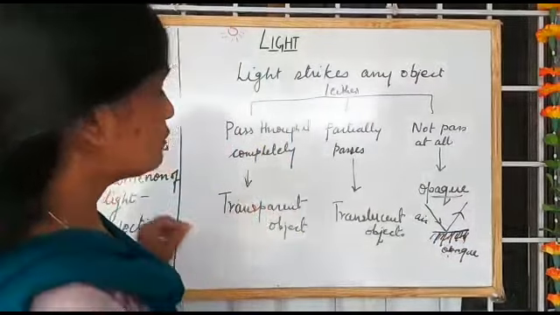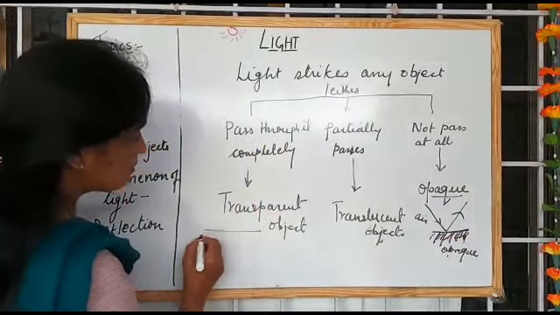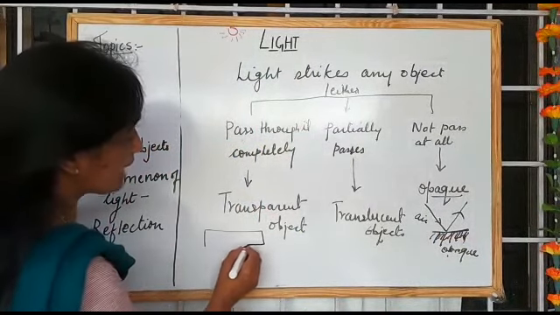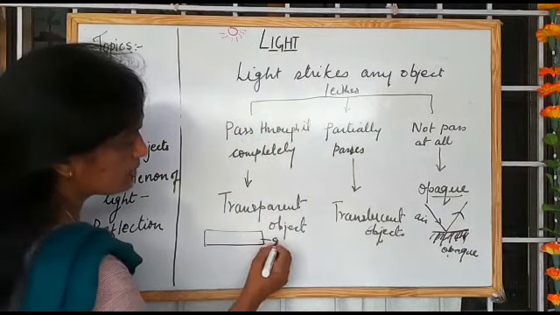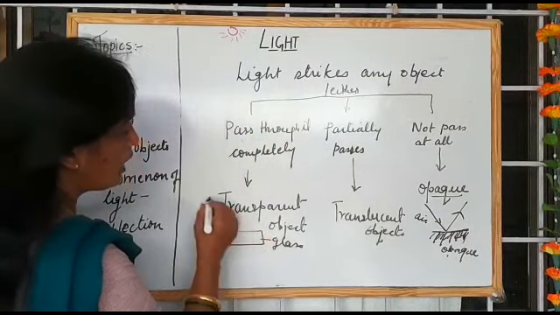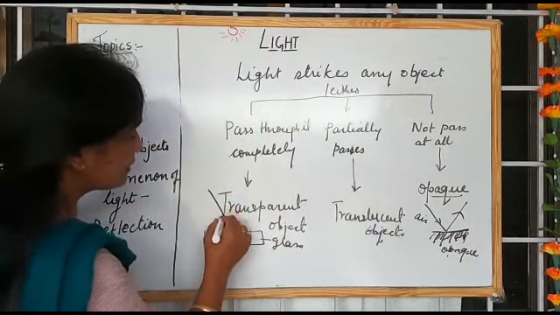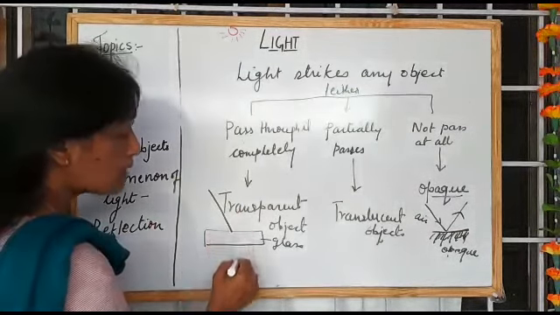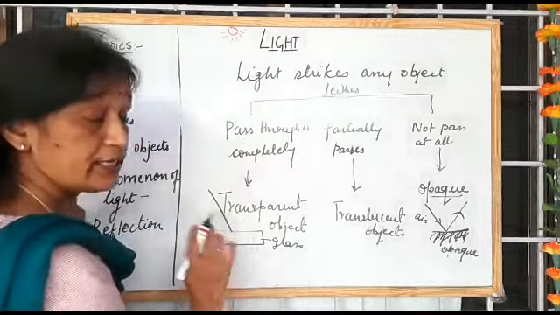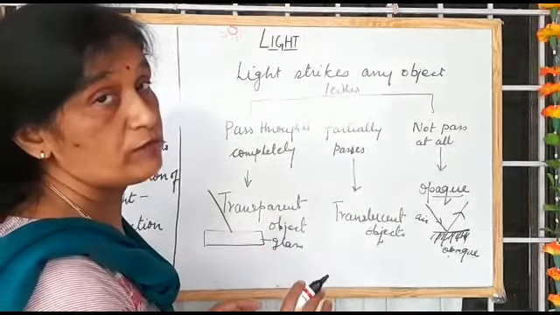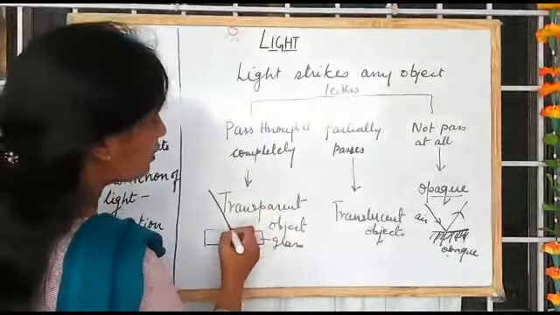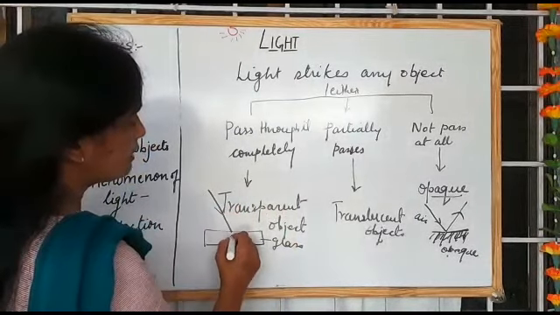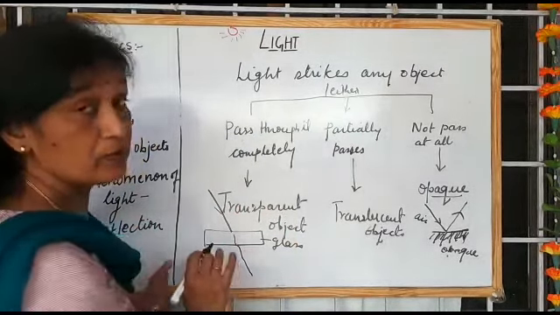What happens in this one? The object is transparent. For example, this is a glass and glass is transparent, okay? If a light falls here, if a light comes to it, it will pass through it. We'll later see what happens actually, but it will pass through it. It means it's not returning back in the same medium. It is passing through it, okay?